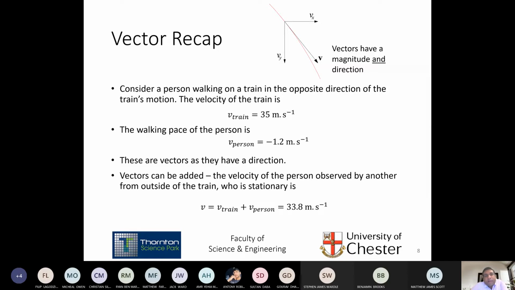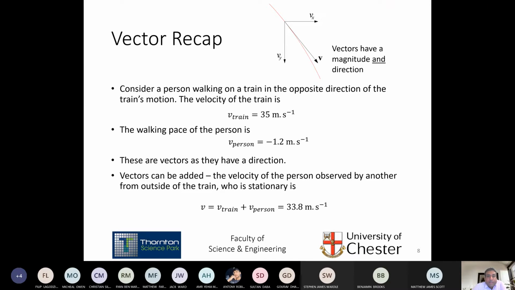To understand the importance of vectors, let us consider a person who is walking on a train in the opposite direction of the train's motion. Now let's say the velocity of the train is 35 meters per second, and the person is walking in the opposite direction at a speed of 1.2 meters per second. So we can write the velocity of train as v train equals 35 meters per second. And since the person is walking in the opposite direction, we can write the velocity of the person as minus 1.2 meters per second. So these are vectors because they have a direction.